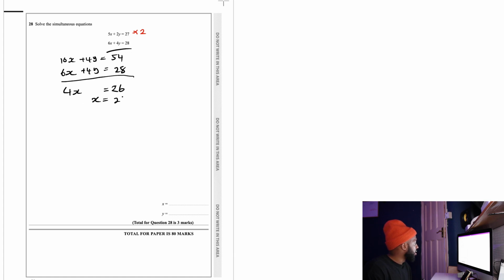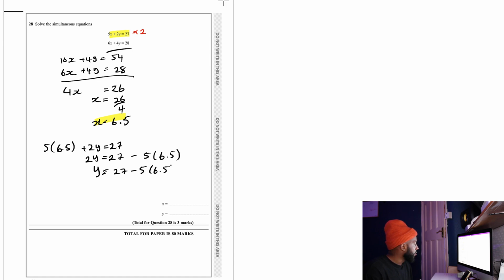Next, we do x equals 26 over 4. And that's going to go in 6.5 times. So 6.5. Next, I'm going to sub this value into one of these equations above. I'm going to use the top one because it looks a little bit easier. So that's our x value, and we're subbing that into this top equation. So 5 bracket 6.5 instead of putting x, plus 2y equals 27. So we're going to rearrange now. So 2y equals 27 minus 5 times 6.5, then y equals all of this divided by 2. So we put all of that into our calculator, and for y we get minus 2.75. And there's our two answers.